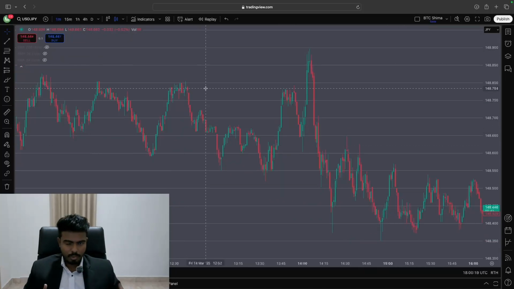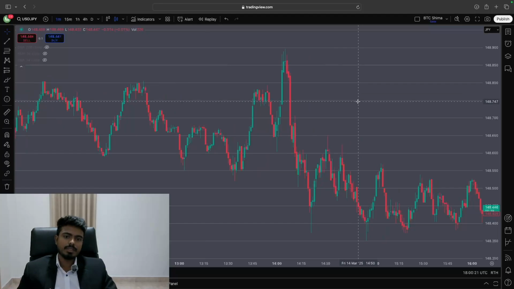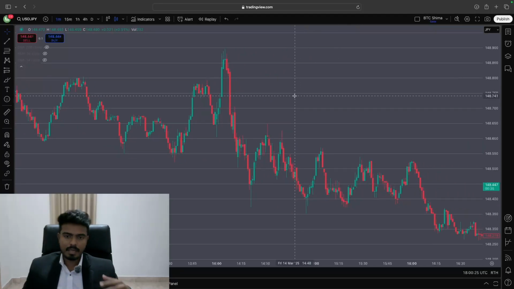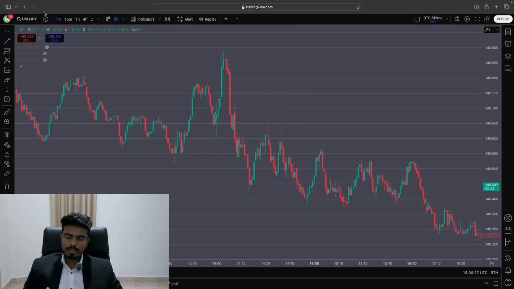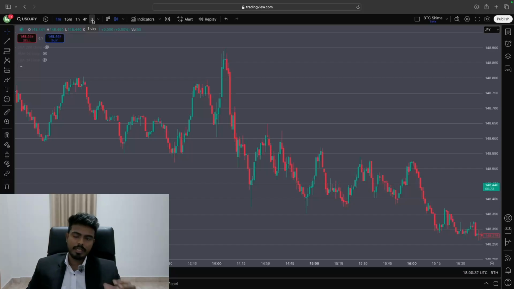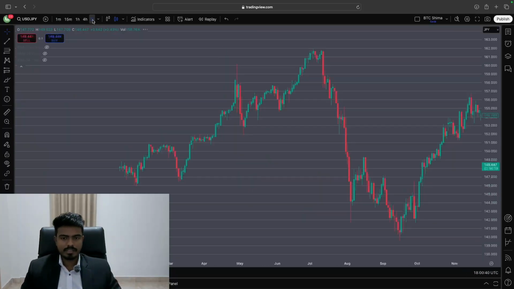So before going to scalping 1 minute, you have to understand what's going on with the trend, which means whether it's uptrend or downtrend. For that you have to look at a long time frame. It's very good if you can understand chart patterns from 1 day charts. So let's move to 1 day charts first.